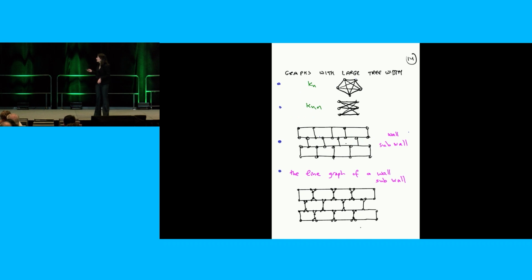Now let me go back here. So what happens? Well, let's just understand, I had all these examples of big treewidth. How come it's enough to think about the subdivided wall? Well, the thing is, if I contain this, then I also contain a subdivided wall as a subgraph. I'm allowed to delete edges. So I don't need to list this and that separately.